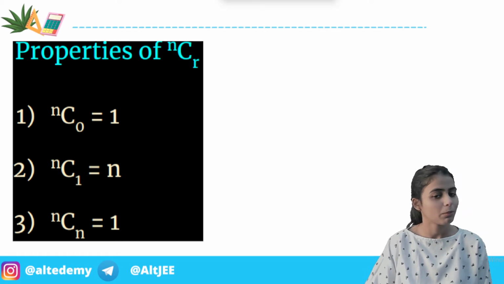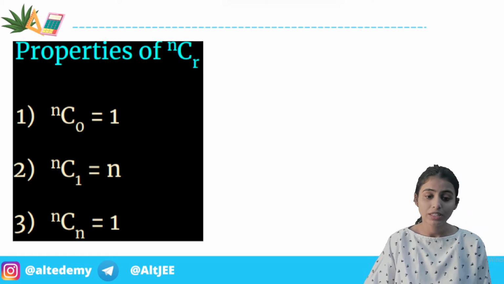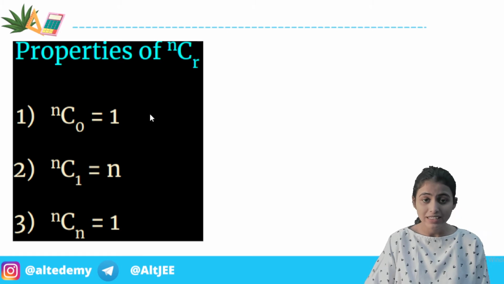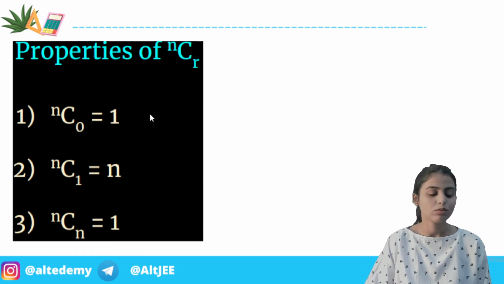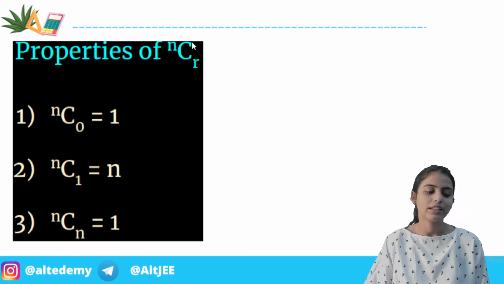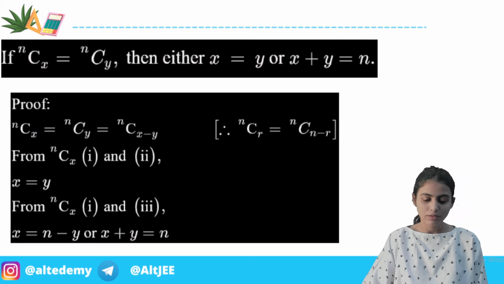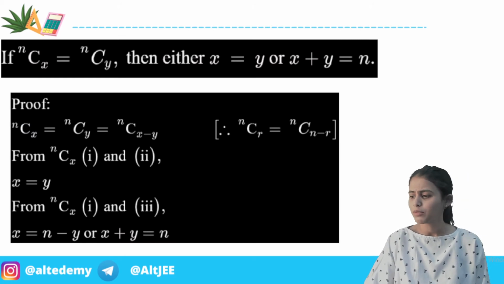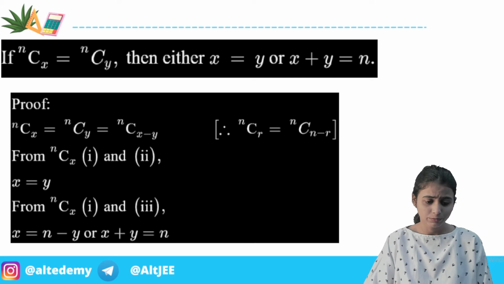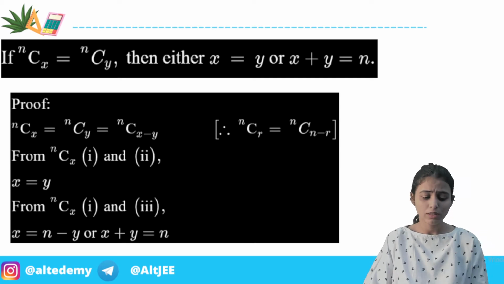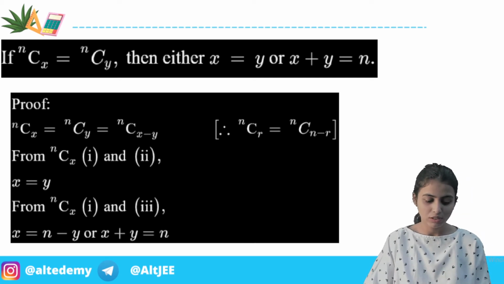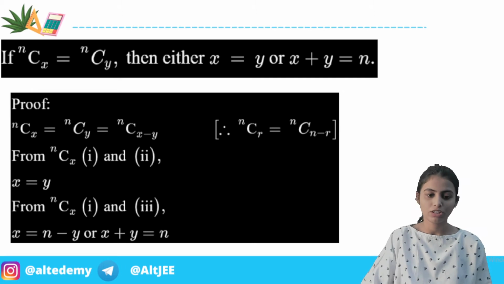Now we study the properties. We have so many properties, guys, so I'll give you a recap of how from this we have found out this. So nC0 is 1, so why is nC0 equal to 1? I will tell you there. Why is nC1 equal to n? I will tell you there. Why is nCn equal to 1? I'll tell you there. I'll give you a solution for all these terms. So we will clear all the misunderstandings and misconceptions of permutation and combination.